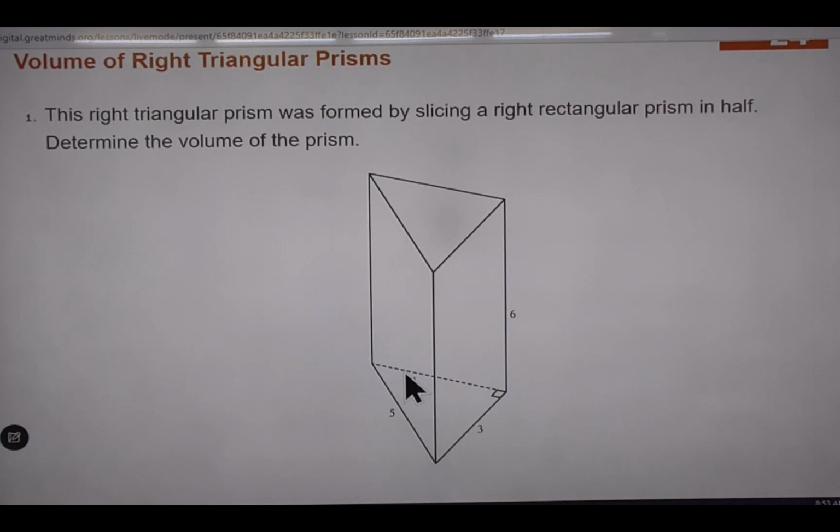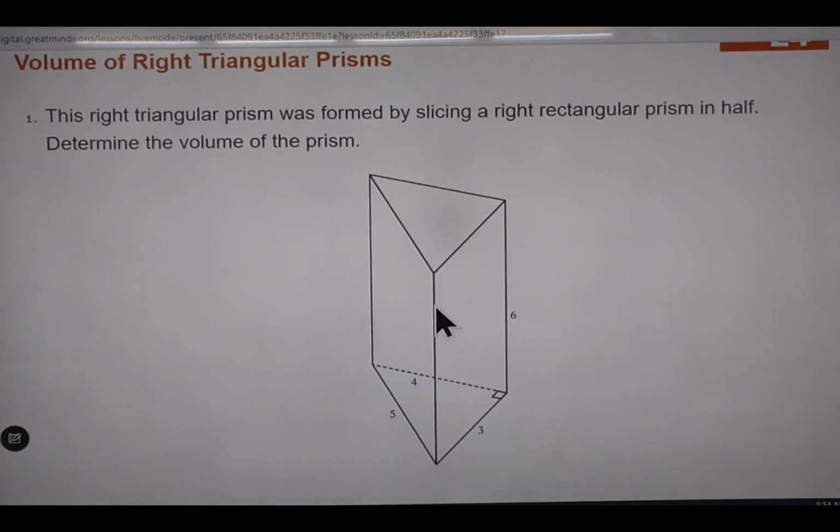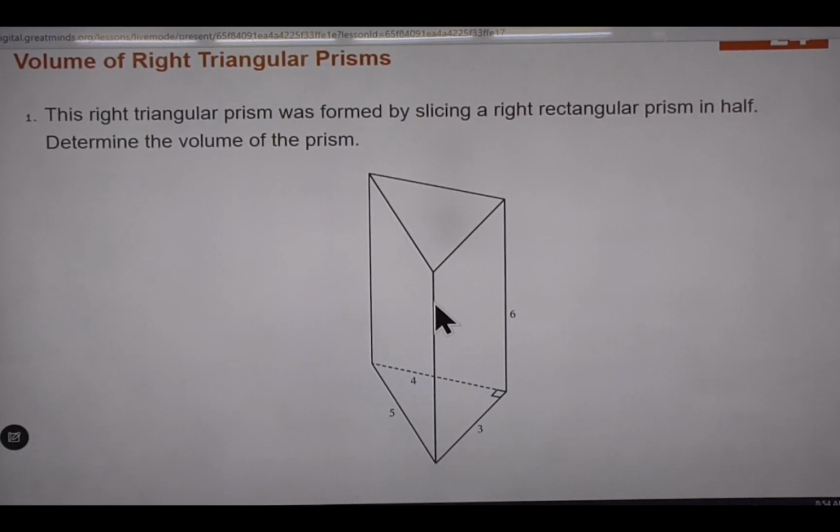Surface area. What formula for volume are we using? Capital BH. Capital BH. So volume is equal to BH, the area of the base times the height, right? All right, so let's go ahead and use that formula to find the volume of this triangular prism. And go.